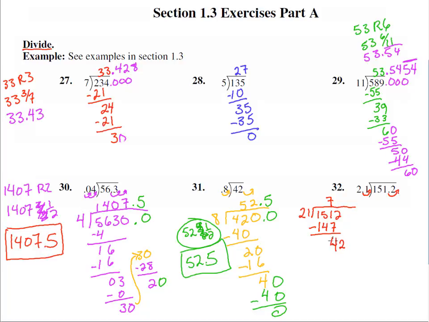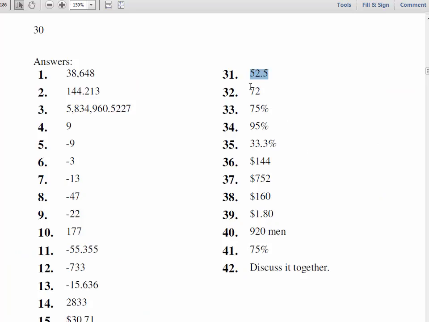Bring down the 2. 21 goes into 42. Twice. Oh, that was nice. It came out even. Otherwise, we might have had to put a decimal and do some zeros, and that would have been a longer problem. Let's double check our answer. And yes, indeed, 72. Good.